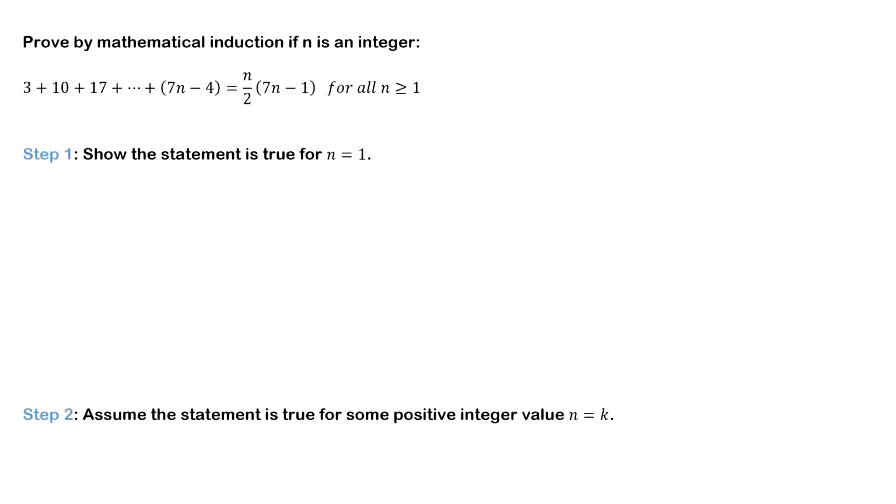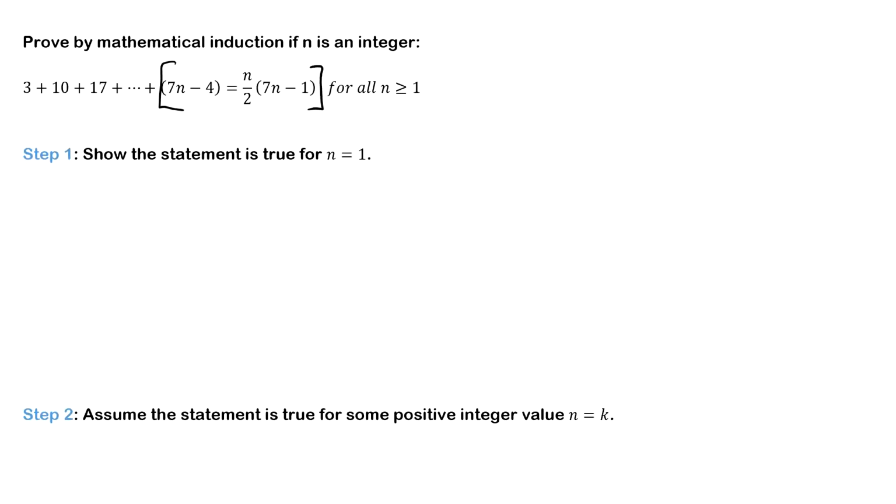Alright, next we have proof by mathematical induction if n is an integer. On your screen we have 3 plus 10 plus 17 plus ... until we get to 7n minus 4, equals n over 2 times (7n minus 1). So the first thing we need to do is prove that the statement's true for n equals 1. At this point we're going to be focusing on this section.